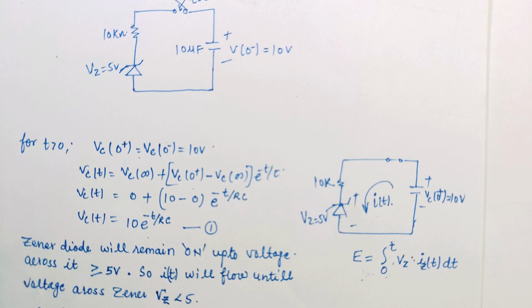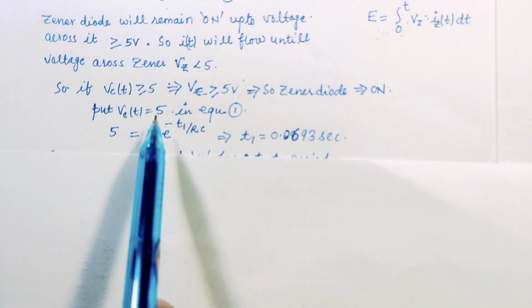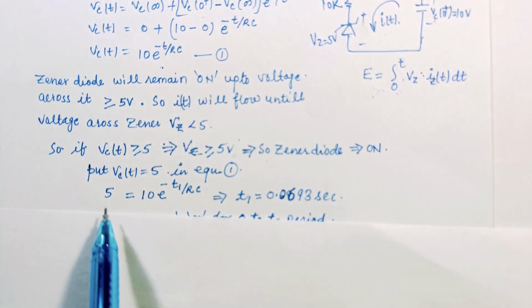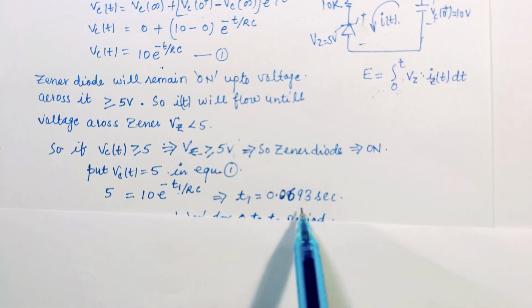As we know, the zener diode will remain on as long as the voltage across it is greater than or equal to 5 volt. So iT will flow until the voltage across the zener diode is less than 5 volt. If the voltage across it is 5 volt, this iT value will be 0. So we have to find the value of t up to which the current iT will flow. For that, we use the condition that Vc(t) becomes 5 volt, and at that time the current in this circuit will be 0. If Vc(t) is greater than or equal to 5 volt, then this zener diode will be on. Now we put Vc(t) equal to 5 volt in equation number 1, and we can find this t1 time equal to 0.0693 second.